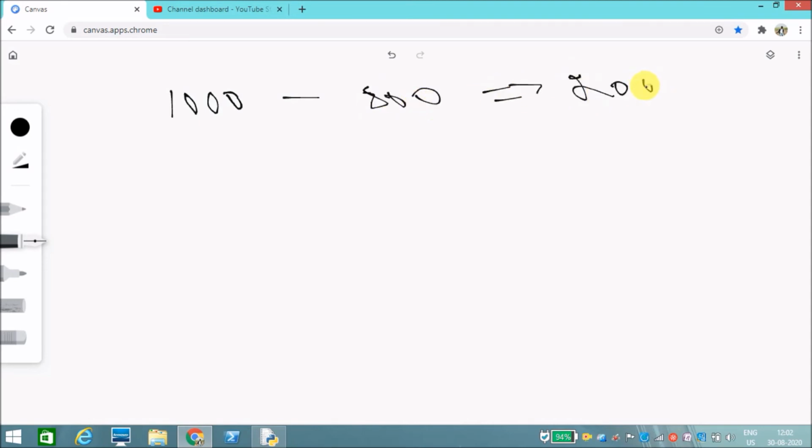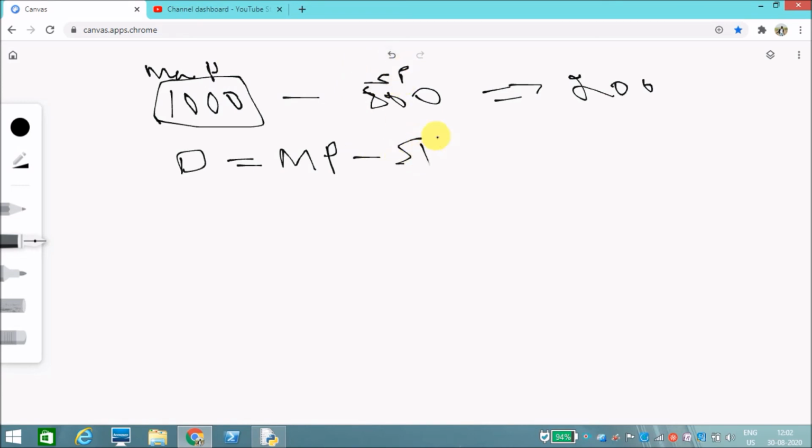200 rupees. So how can we find the discount? Discount is equal to market price, which means the actual cost of the product, minus selling price, which gives you the discount amount. Then how to find the discount percentage?